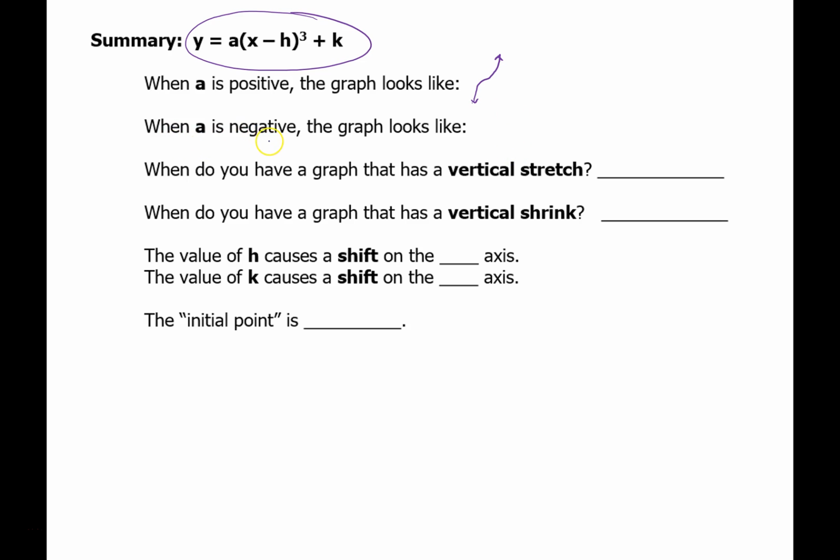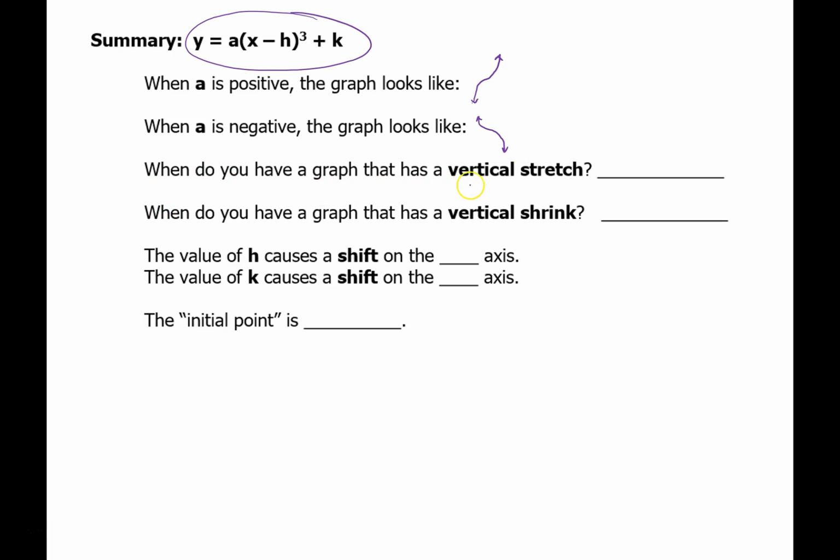When A is a negative number, the graph is going to do that flipping thing that we just looked at. So it's going to be a decreasing line instead of increasing, and it's going to go on the left up to positive infinity and on the right down to negative infinity.